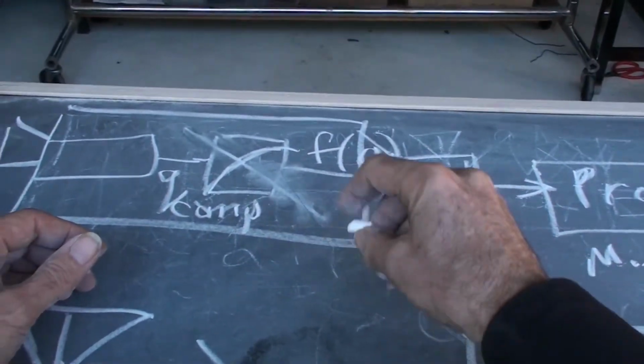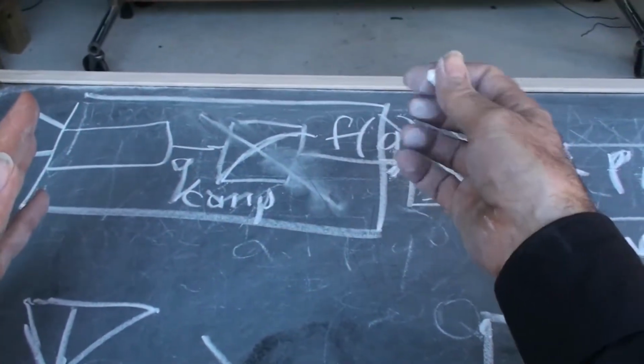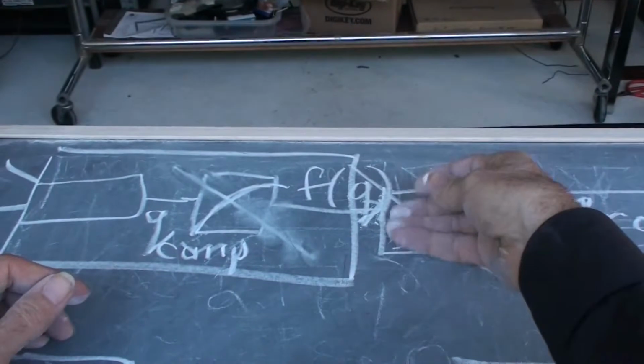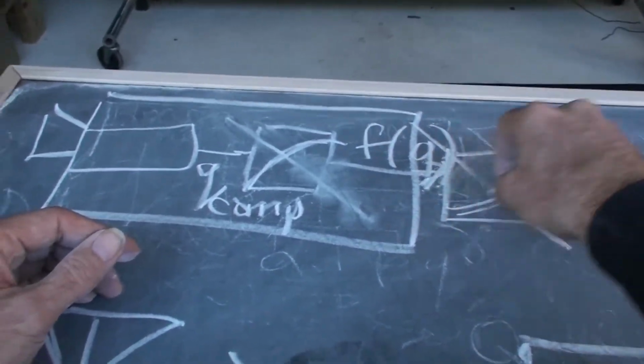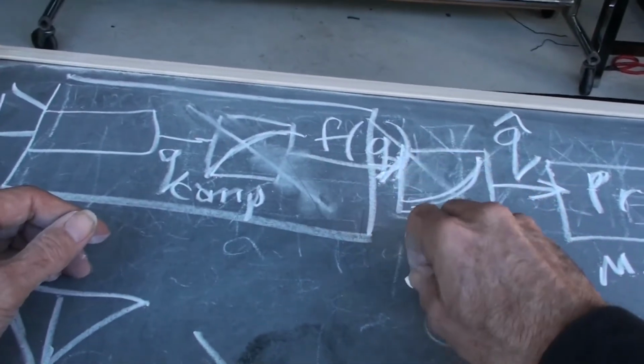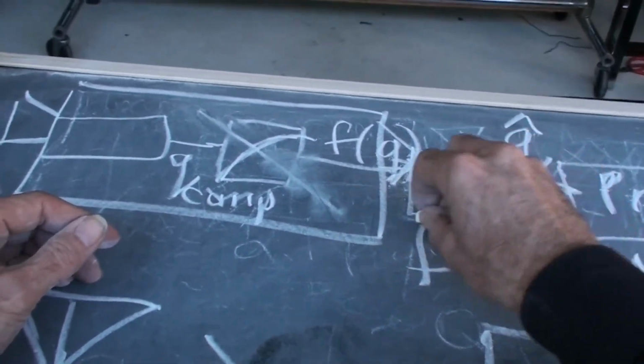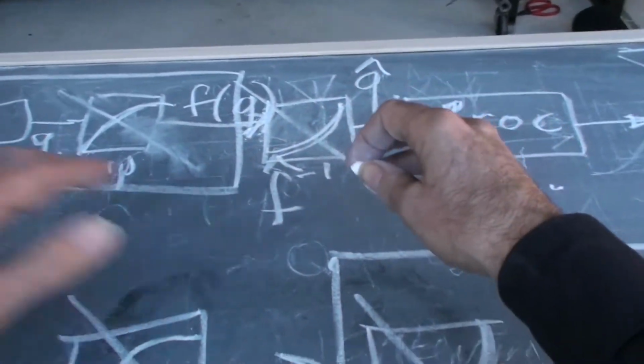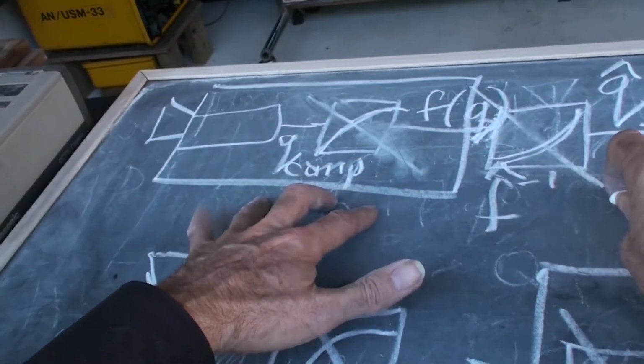And this was not a bug, this is a feature. What we're trying to do here is estimate what q was, because this is really an estimate of f inverse, say f inverse hat, an estimate of the inverse of the response function of the camera.